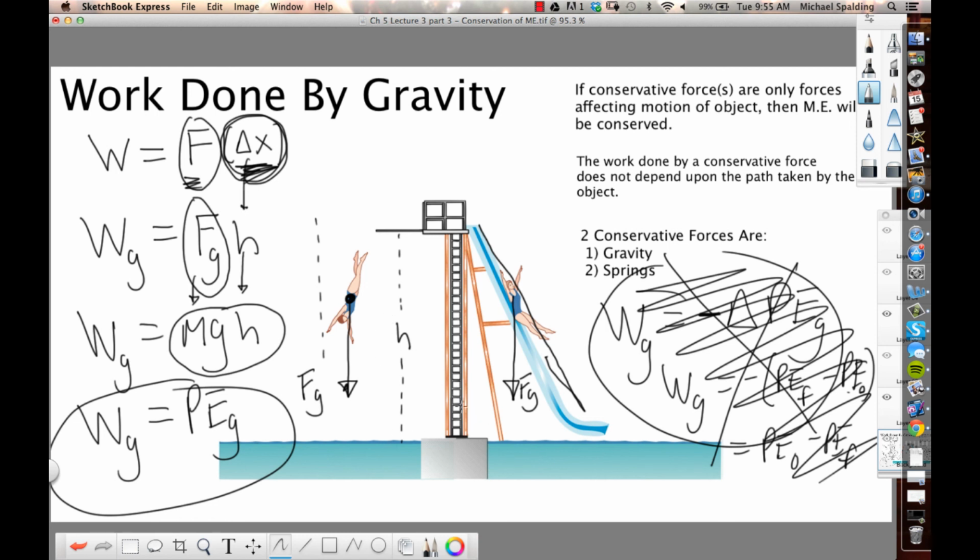Now, what if she gets out of the water and starts climbing up the ladder? So here she is, and she starts climbing the ladder back up. If she's climbing the ladder, is gravity working with her or against her? Against her. So that'd be negative work. Easy. Make it easy. Okay, any questions?